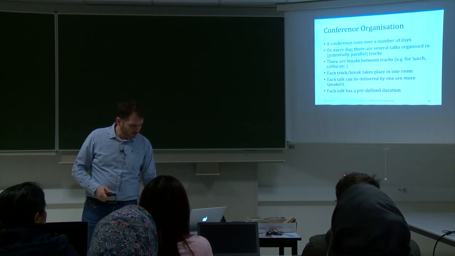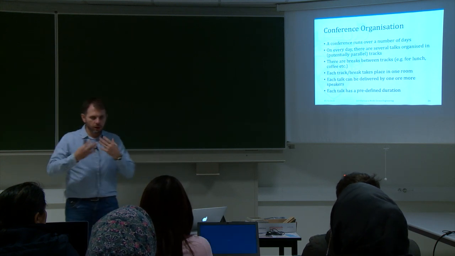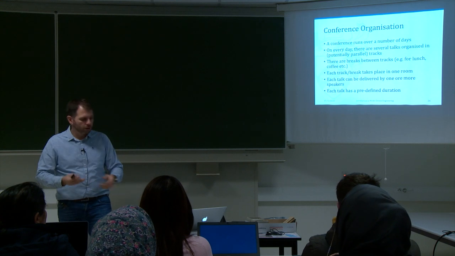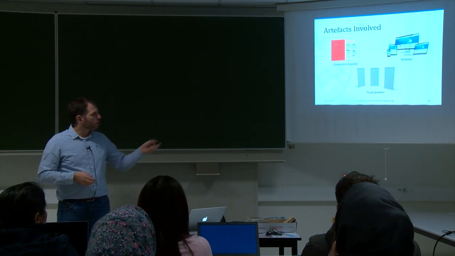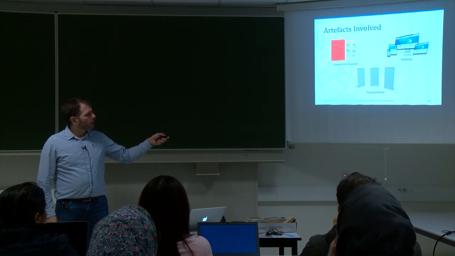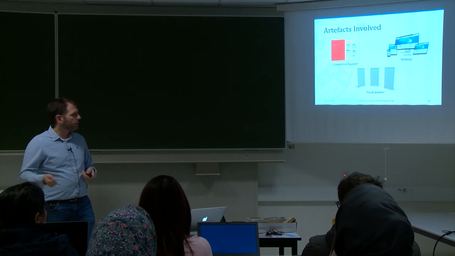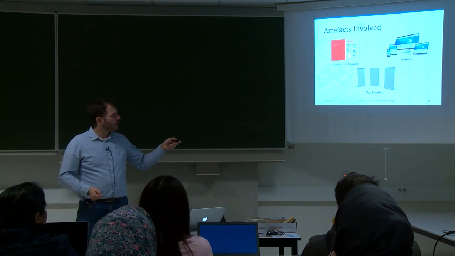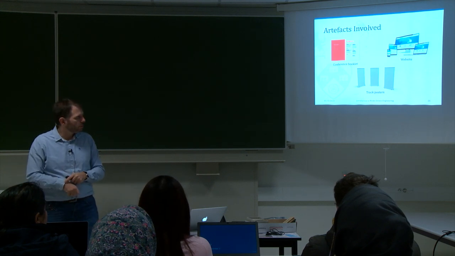So what do you do with this information? You get it all together, you assemble this information, and then you need to produce some artifacts to support the conference. What kind of artifacts do you need to produce? Some sort of conference booklet that you have to print and distribute to your participants, which lists the different talks and the different tracks and when coffee is being served and so on and so forth.